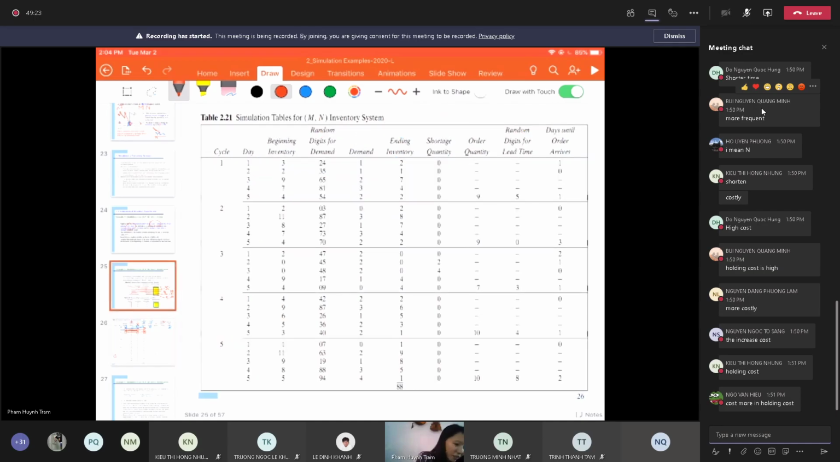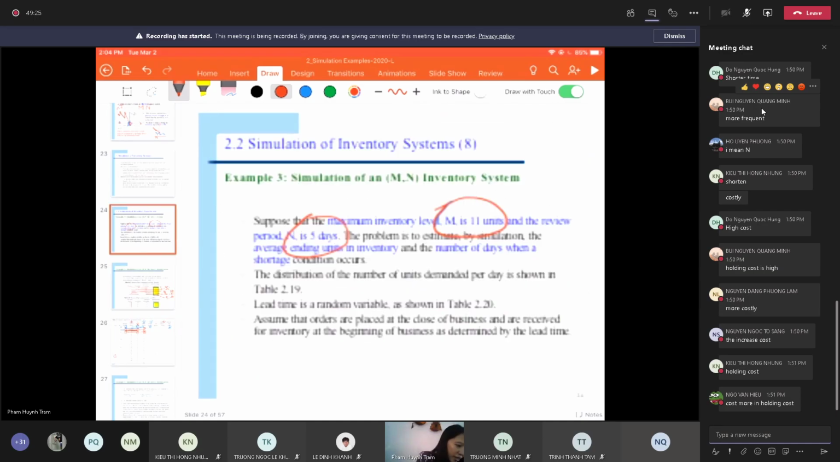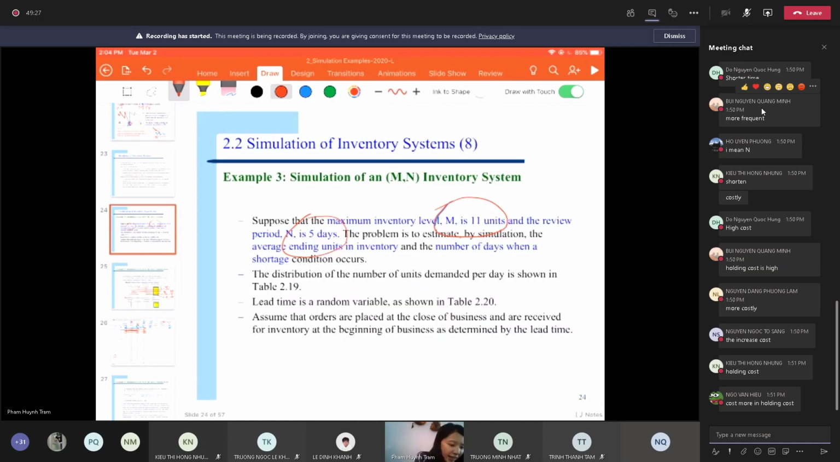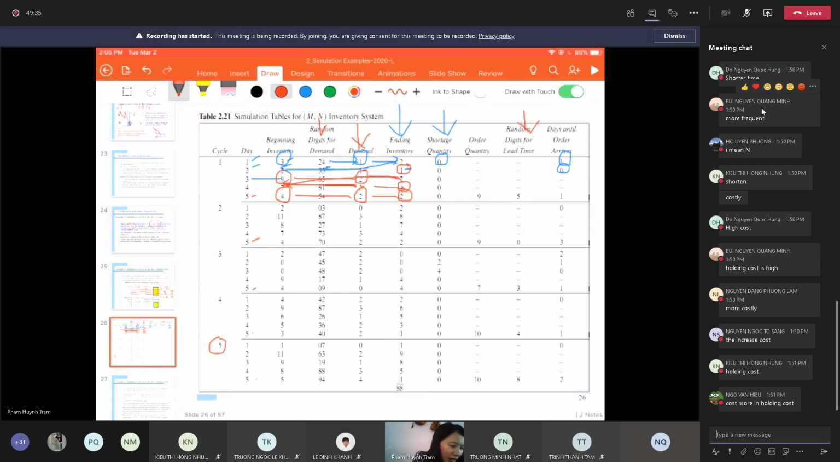Our policy here, we want to try a policy with M equal to 11. So we will place an order up to a maximum of 11 units. Our ending inventory is 2, so we will order 9 more, and that will bring our stock to 11. Okay, so we place 9. And we have to wait.